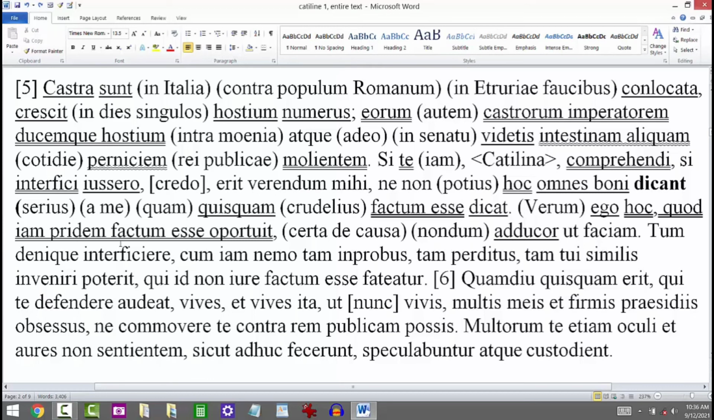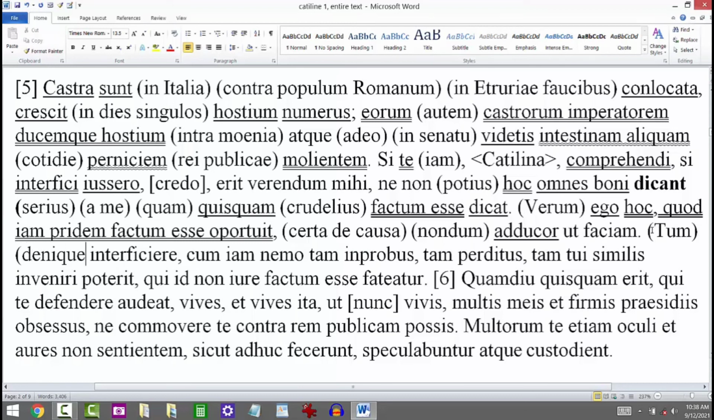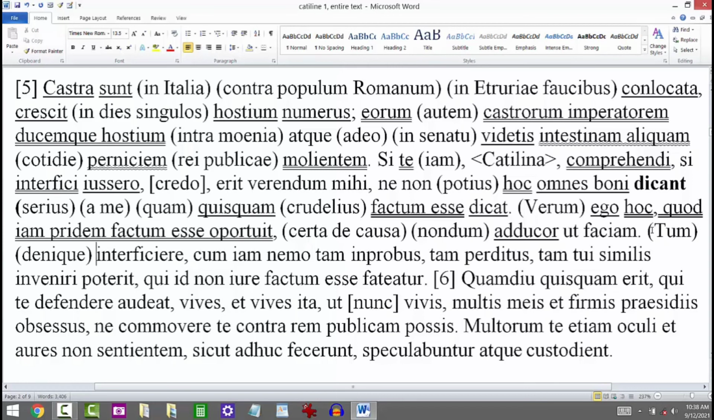Tum denique interficiere, cum iam nemo tam improbus, tam perditus, tam tui similis inveniri poterit, qui id non iure factum esse fateatur. All right, this is a little tricky, maybe. We have a tum cum clause, then, when. Okay, so tum, then, finally, denique, you will be killed. Interficieris. Change it to interficiere. He likes to do that. Okay. Then, finally, you will be killed.